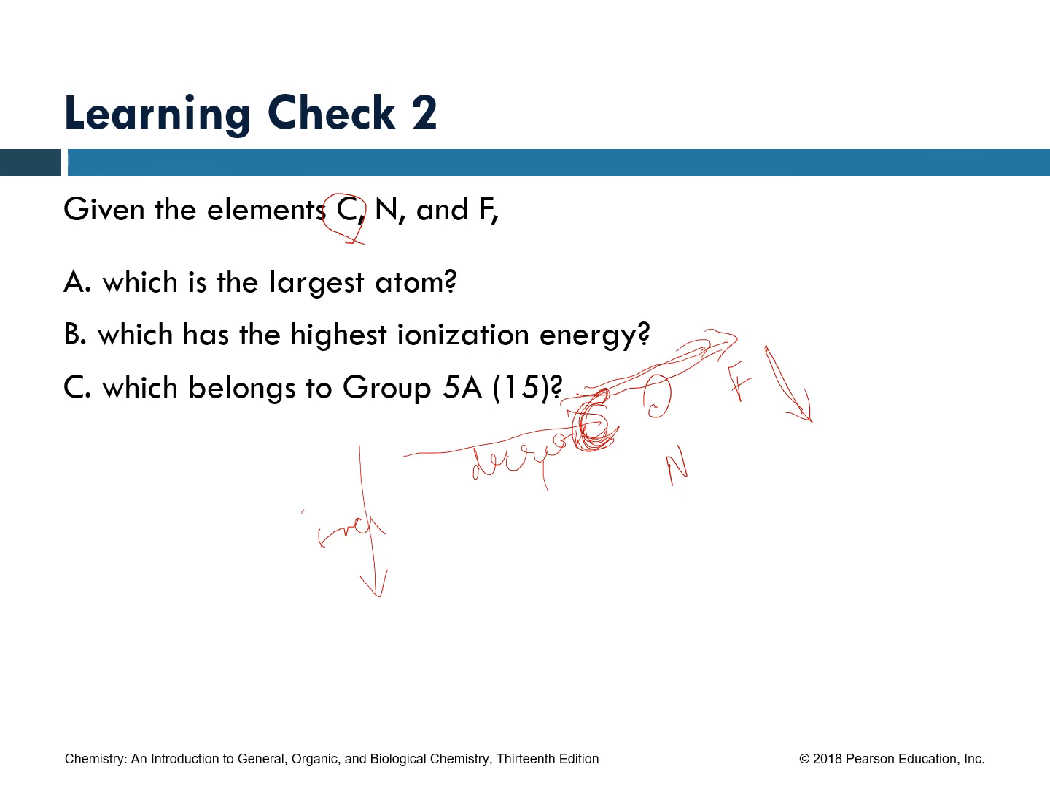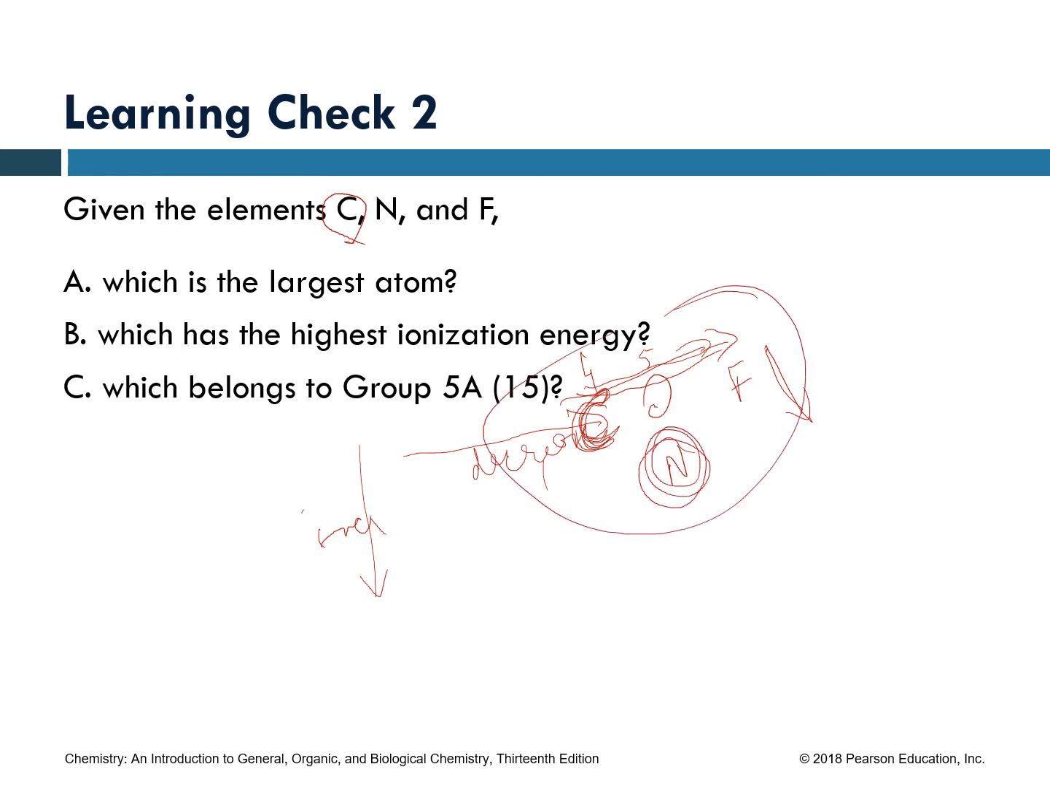Similarly, we can talk about ionization energy. Remember, ionization energy is the exact opposite of size. So based on this rule, fluorine would have the highest ionization energy. Now the easy question is, which belongs to group number 5A or 15? Carbon is in group number 4, oxygen is in group number 6, and the atom that we are looking for in group number 5 is nitrogen.